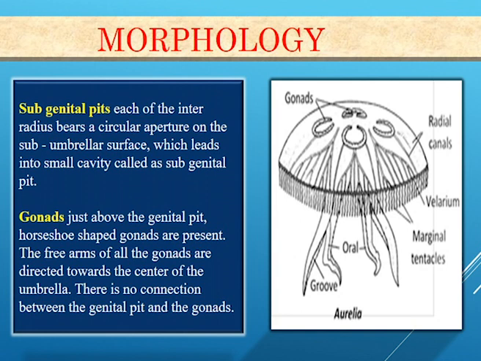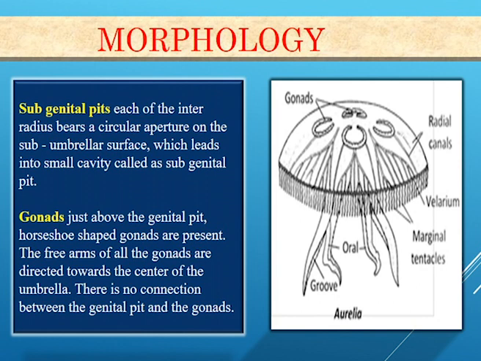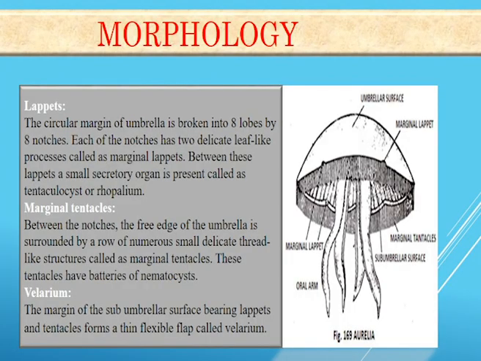We also find gonads, the velarium and marginal lappets. As we look closer at the morphological structure, we find subgenital pits. Each interradius bears a circular aperture on the subumbrellar surface, which leads into a small cavity called a subgenital pit. The gonads are quite easily visible. You can see the four gonads just above the genital pit, which are horseshoe shaped. Then we find the lappets.